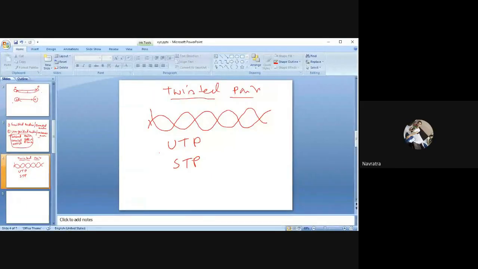Twisted pair has two types. One is UTP and another is STP. Sir, if we use STP, then will the problem of fragility be removed? As you have just said, twisted pair cable is breakable. Actually, UTP means unshielded. STP is very good quality.